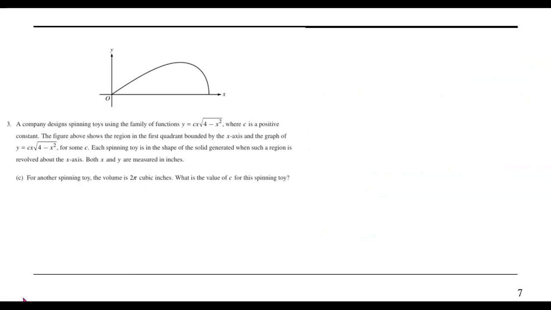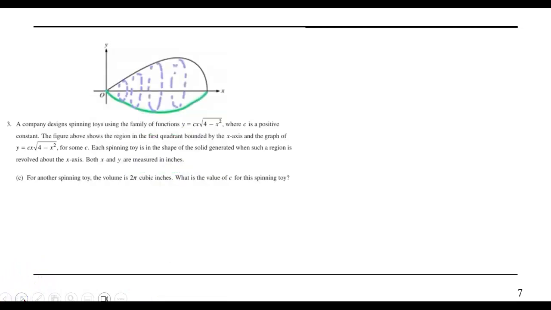All right, if we look at part C, for another spinning toy, the volume is 2 pi cubic inches. What is the value of c for this spinning toy? All right, so first of all, if we want to find the volume, remember that means we are going to find the area by adding up all of these cross sections that we have underneath the curve.